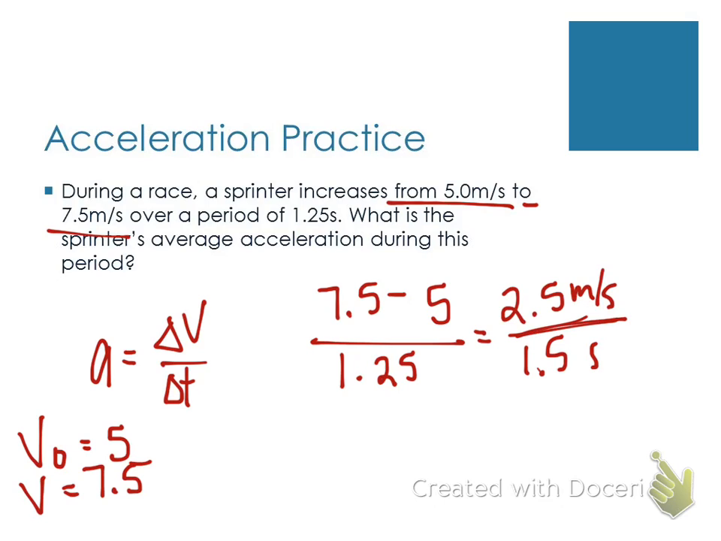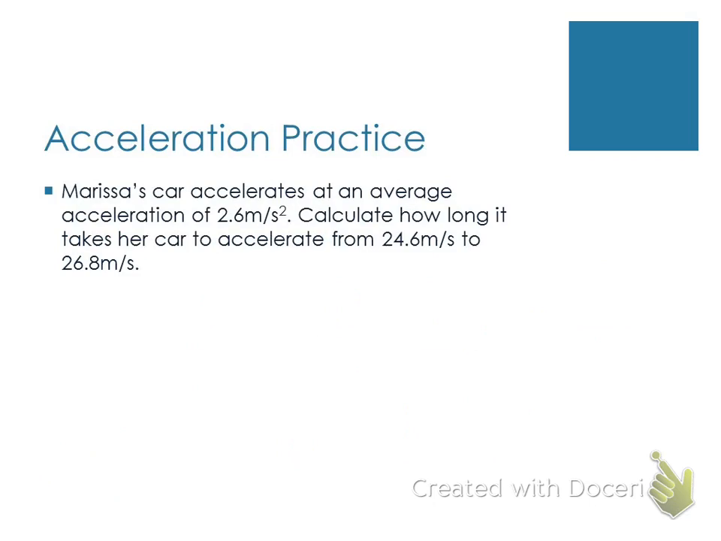Okay, this is where our units come from for acceleration. It's meters per second divided by seconds. So that's where meters per second squared comes from. Oh, I'm sorry, I put 1.5. It's 1.25. All right, so that gives us our acceleration equal to 2 meters per second squared. Okay, go ahead and try this one on your own.